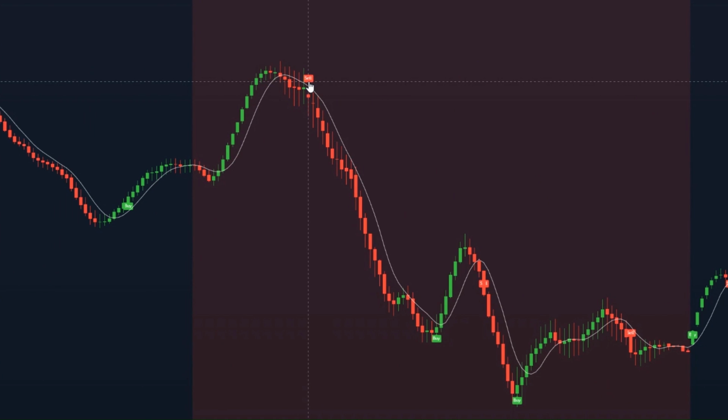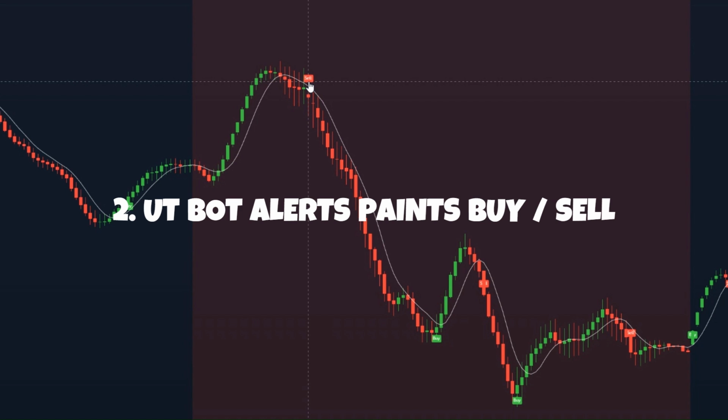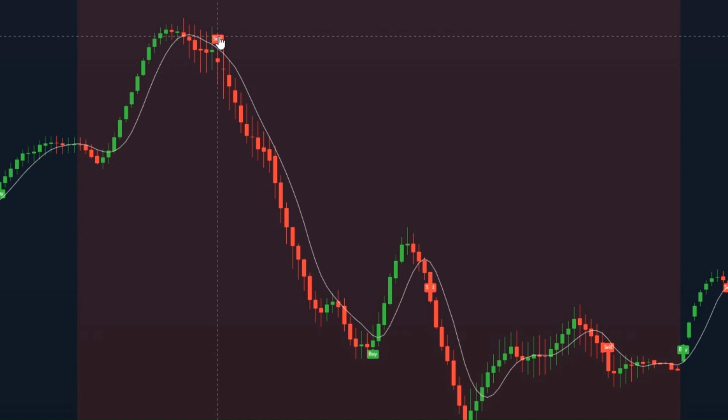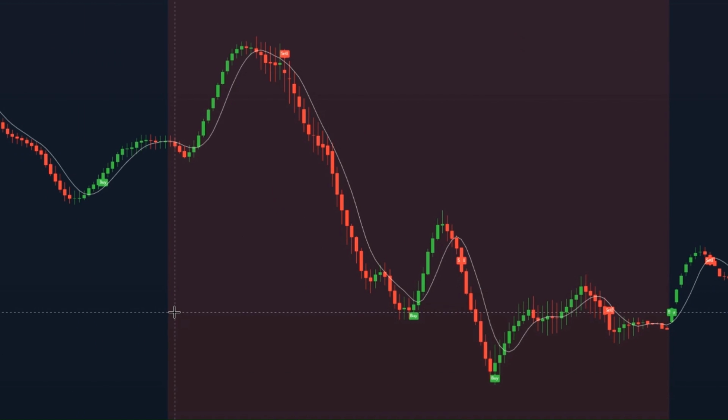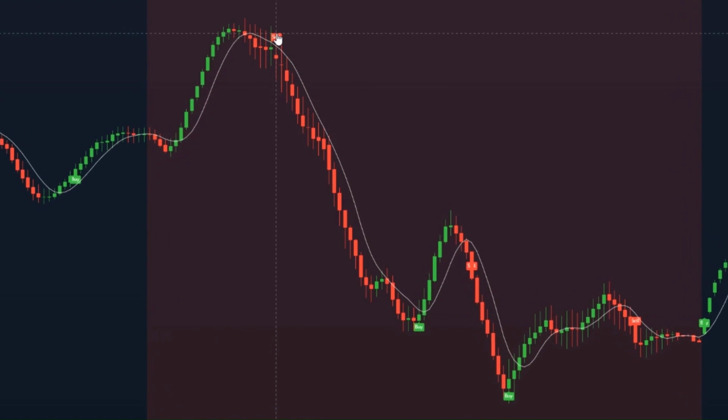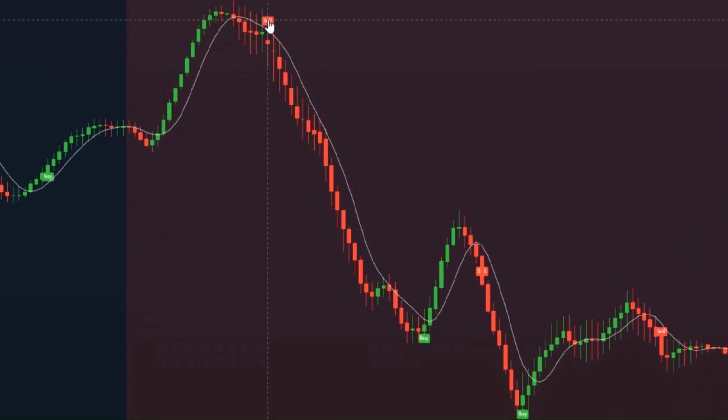Step 2 for this strategy is to wait for the UT Bot Alerts signal to paint for a buy or a sell. Now each day we will only be taking the first 3 UT Bot Alerts signals. So as soon as the New York session starts, we will be taking the first 3 trades that the UT Bot Alerts gives us.